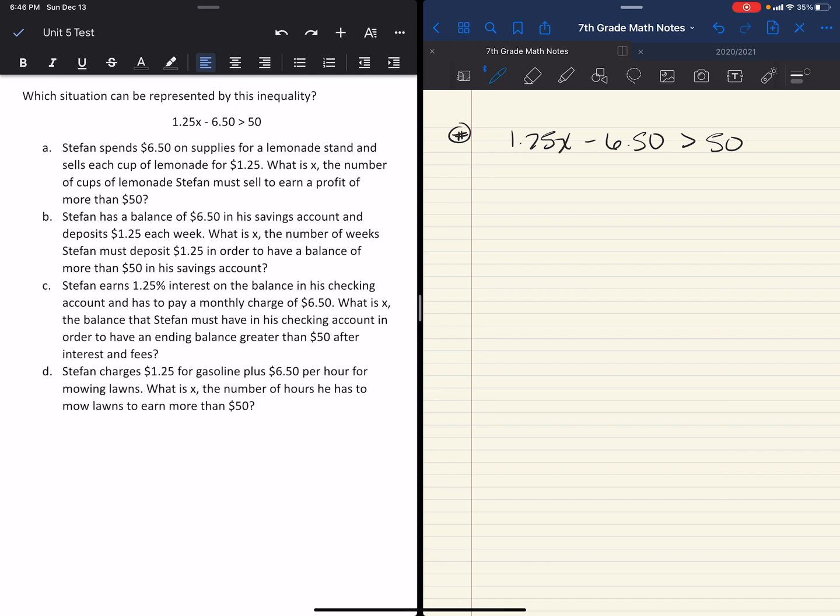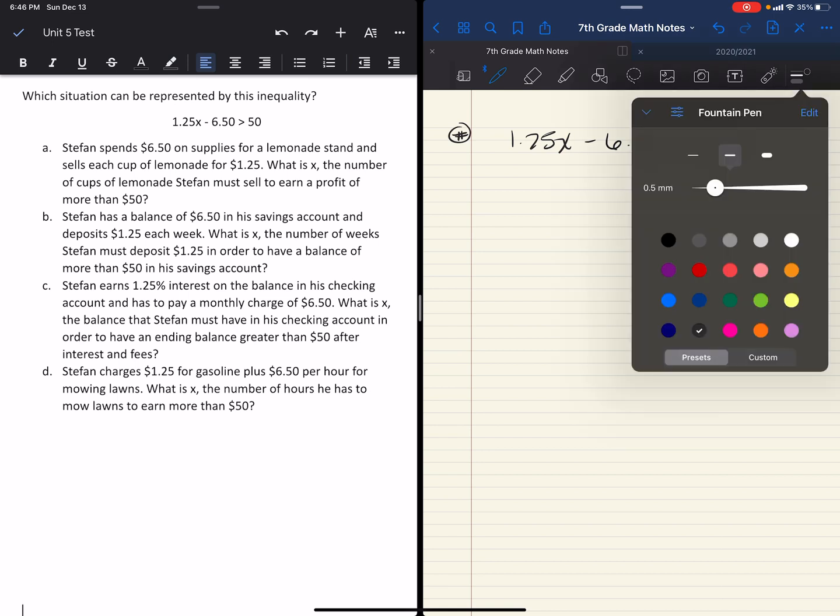Now, there are several strategies we can use. The strategy that I choose to pick is to dissect this inequality first, like go through and translate and label everything, and then we'll go through each answer choice to see if it matches all the notes that we took.